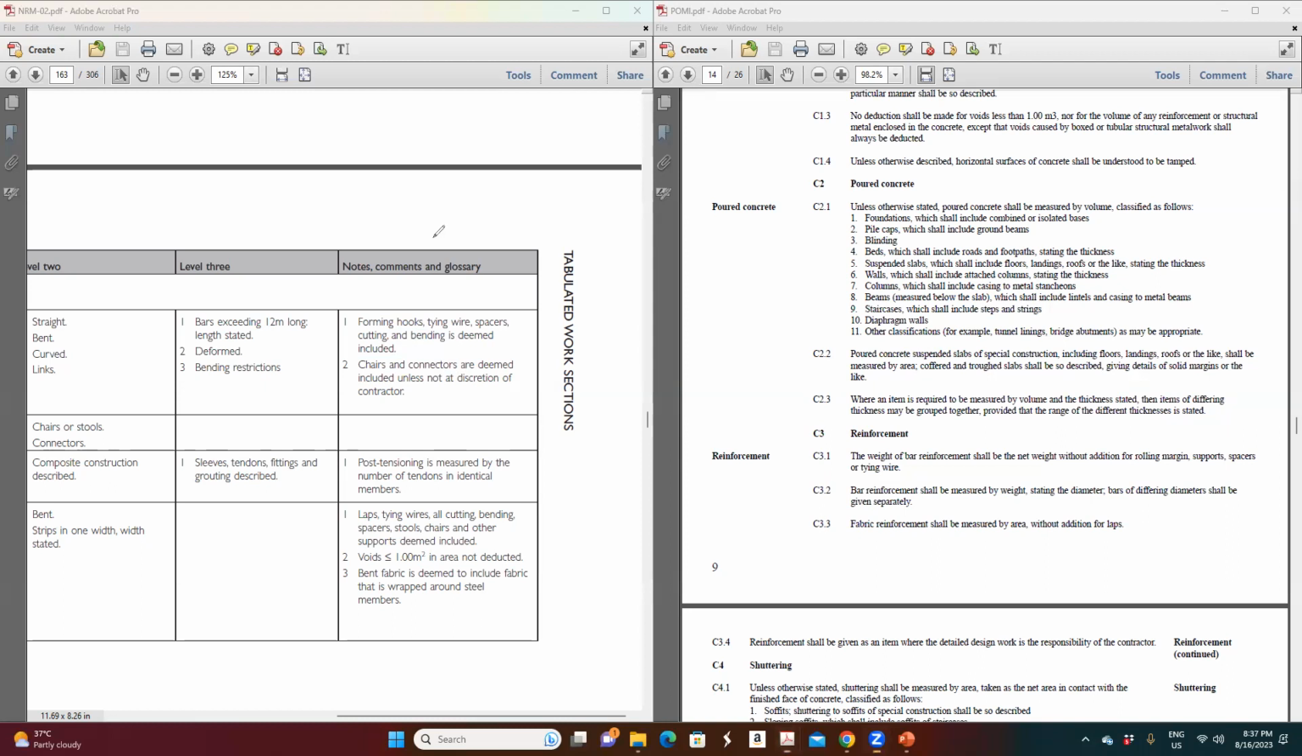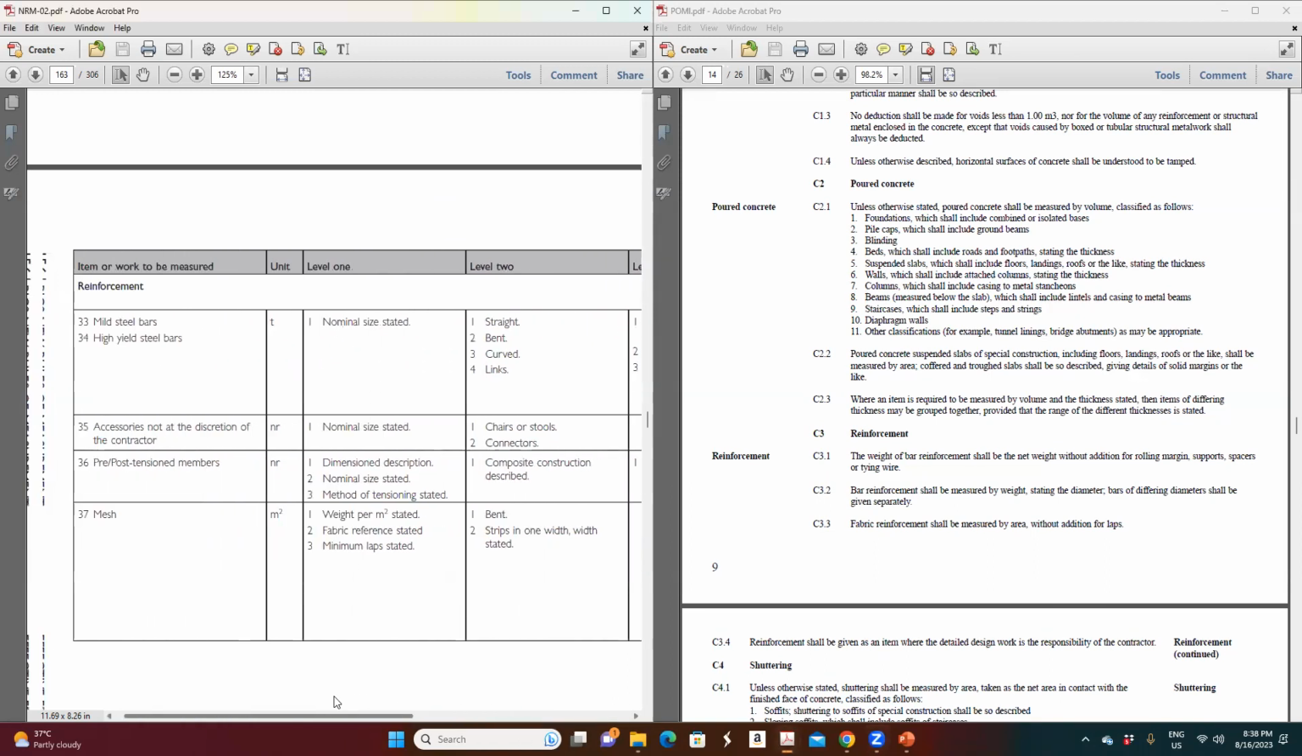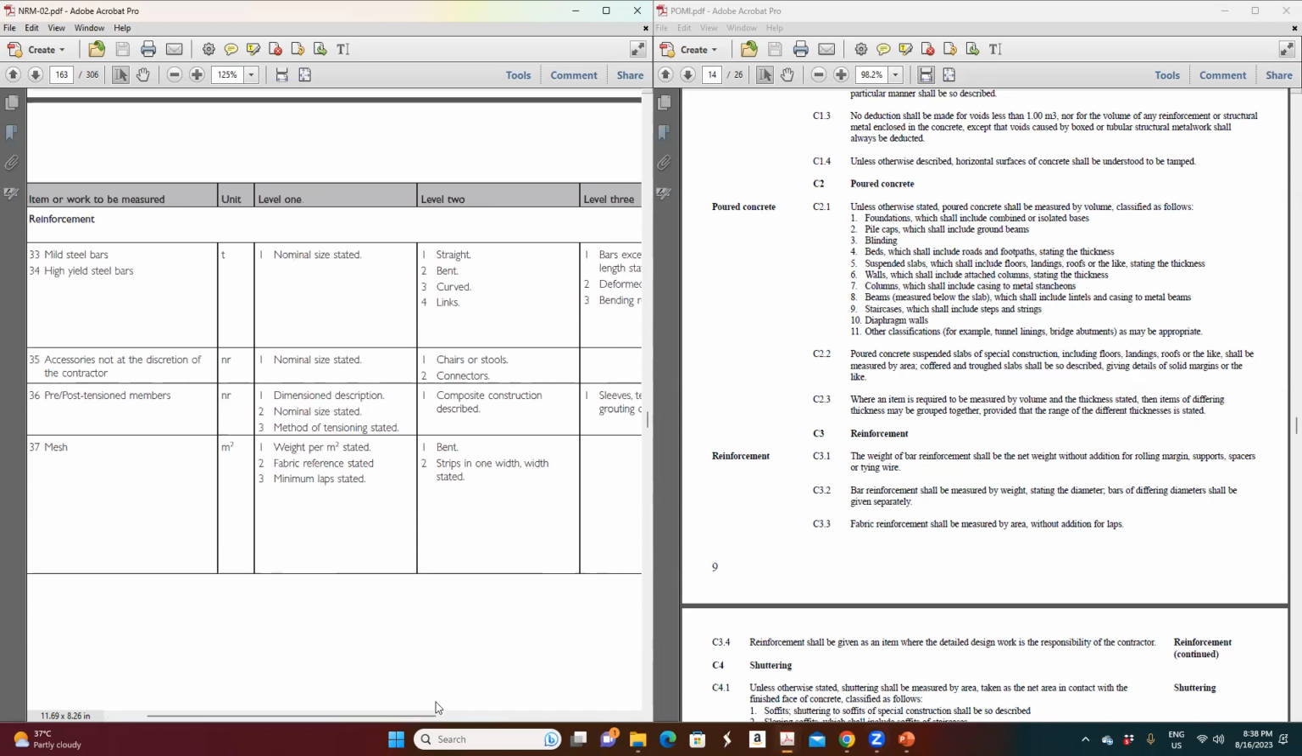The chairs, you know that there is a chair bar that will be coming here, which you just place with your bars. We call it chair bars. Chairs and connectors, connecting bars, and all these have to be deemed included unless they are measured somewhere in the BOQ. If not measured in the BOQ, you have to consider them as included.